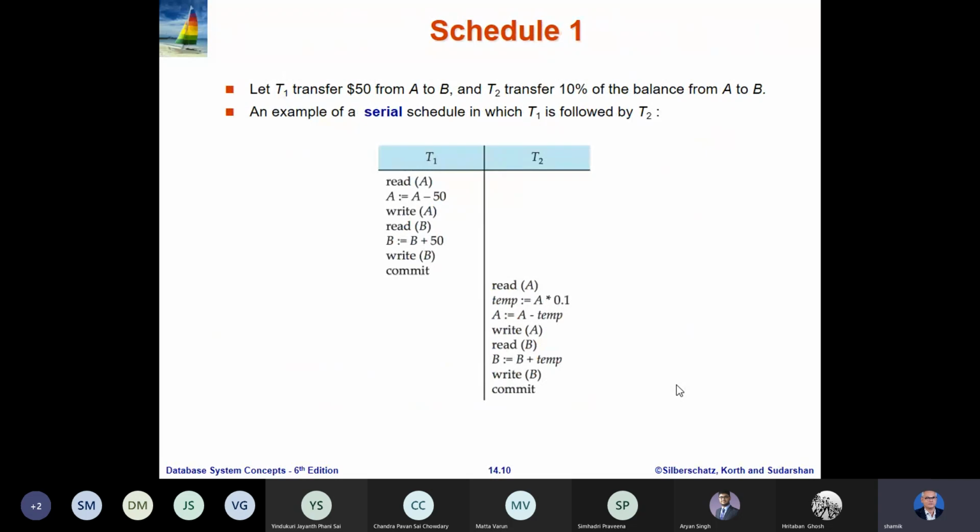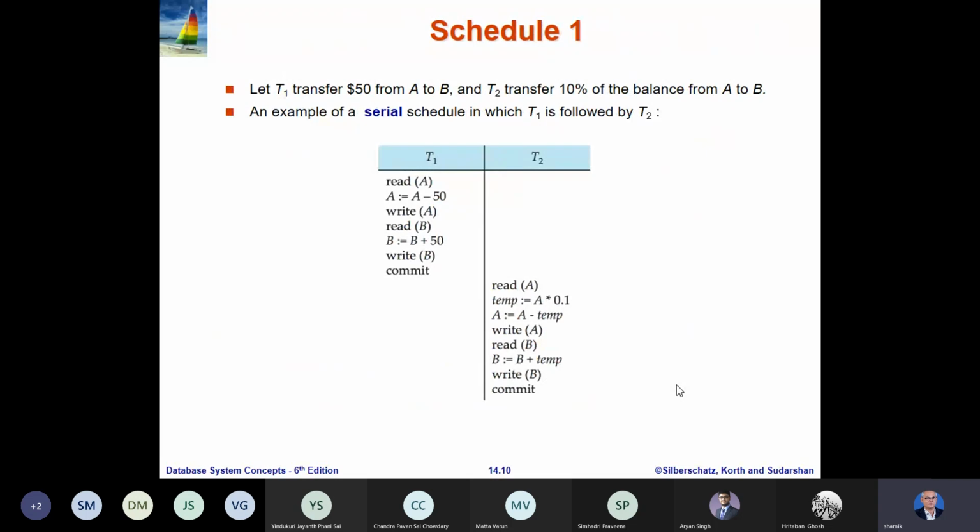10% of A is reduced, so A is reduced by 10% of itself, and then B is increased by the 10% of A. So if we consider that initially I had 1000 and 2000 in A and B before these two transactions came in, T1 moves 50, so A becomes 950, B becomes 2050.